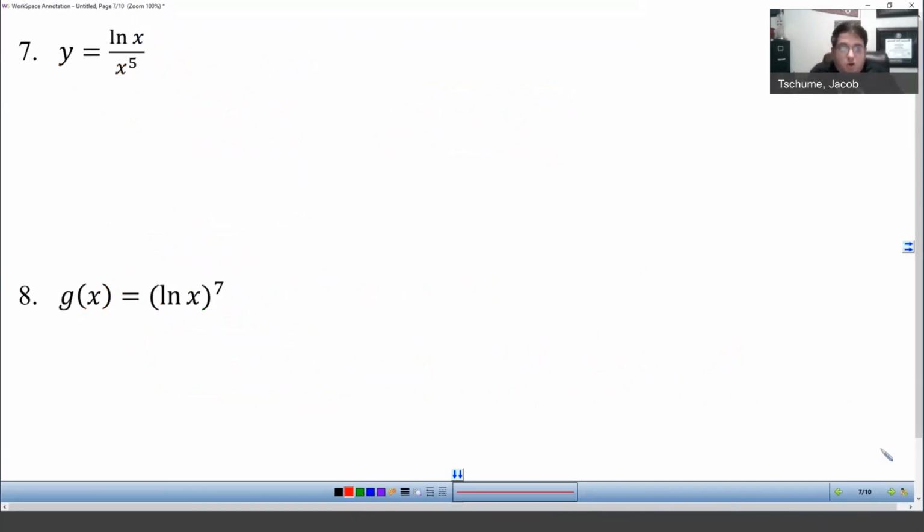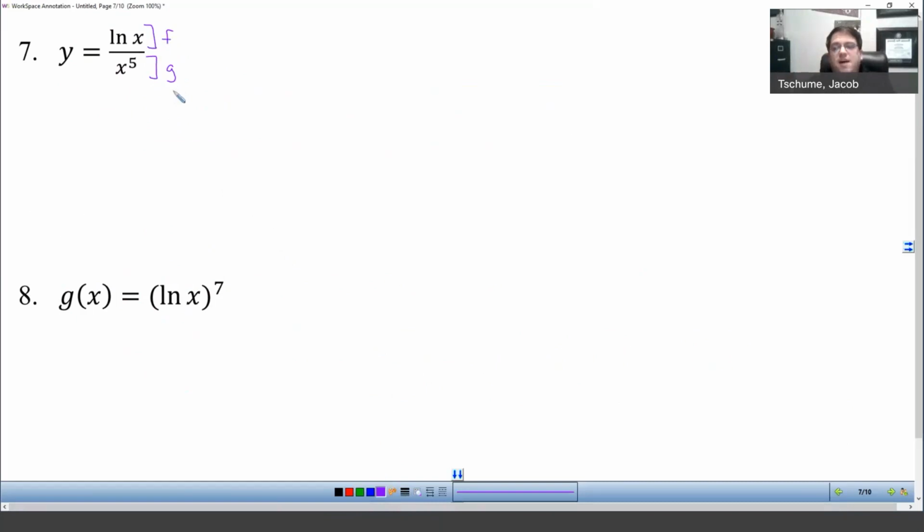All right, so we haven't done any quotient rule yet, and we don't do a lot of quotient rule with natural logs, but I did want to show you one. So let's look at number 7 together. If y is equal to the natural log of x divided by x to the 5th, let's find the derivative of this. Since you have an x function on top and an x function on the bottom, that tells us we have to do the quotient rule.